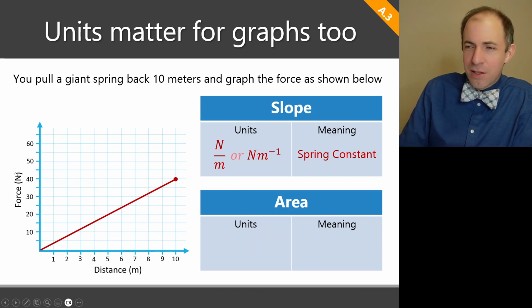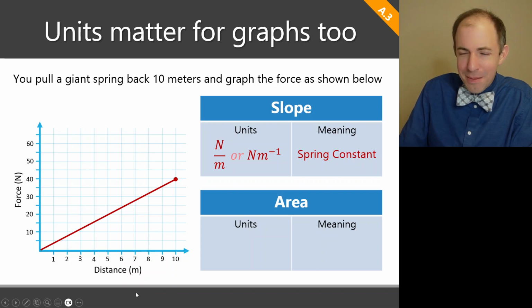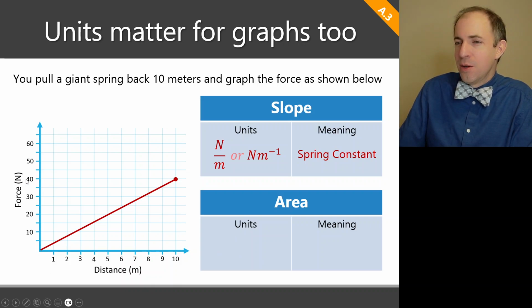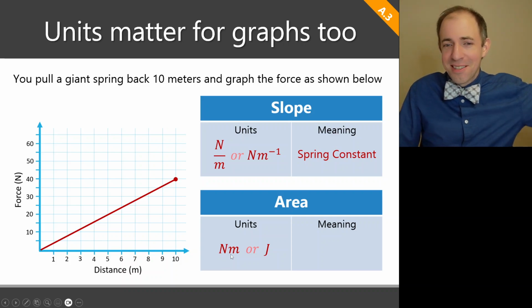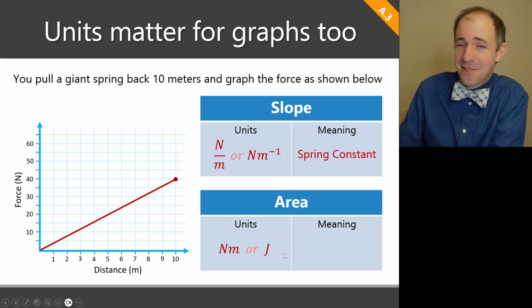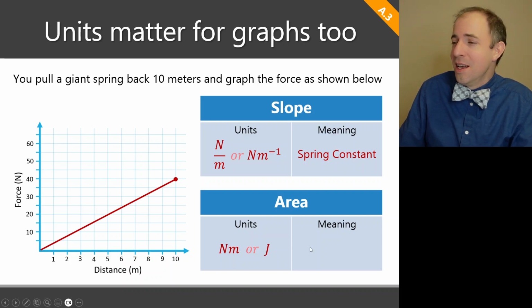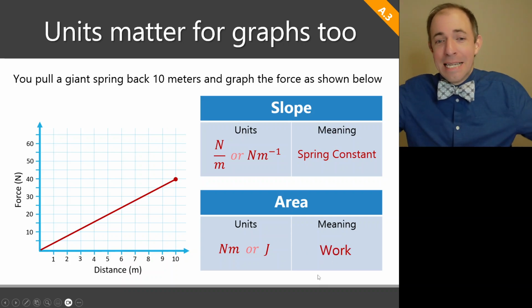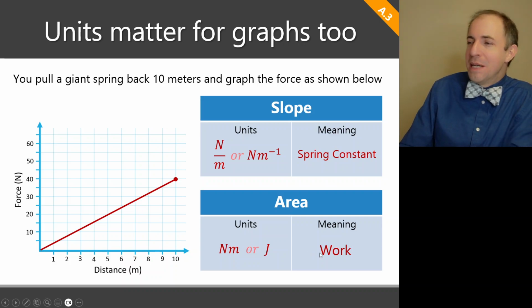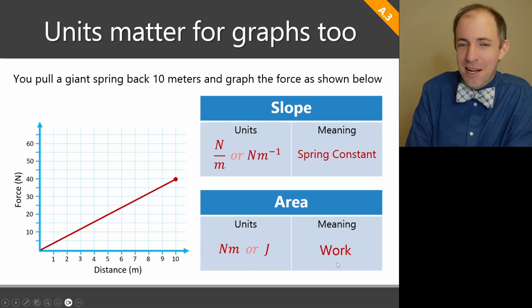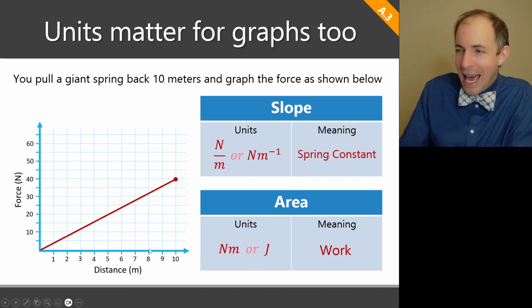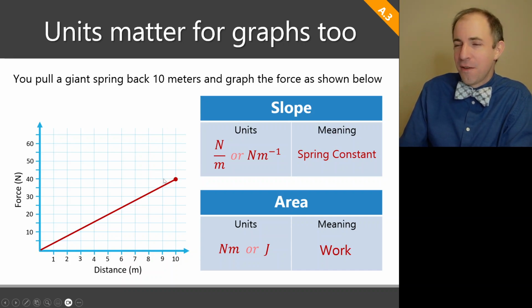Now, the area is always going to be your y times the x for our units. So that's newtons times meters. But we saw in our work that newtons times meters is effectively the same thing as joules. The meaning of that then is work, or the energy that is being added, which means that work, oftentimes we talk about it as a force times displacement. But if the force is not constant, we have to use a strategy like this to figure out what the work is going to be: find the area under the curve.